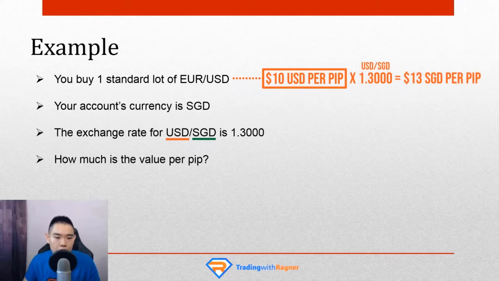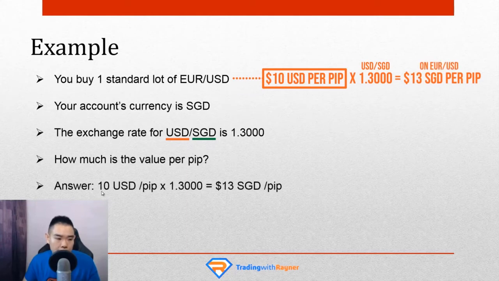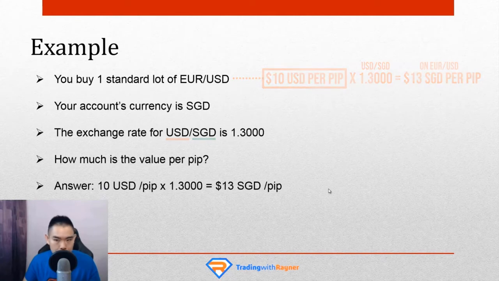Okay, and that's the answer. The value per pip will be 13 Singapore dollars per pip. And there you have it. In case you want to know the math breakdown: 10 USD per pip multiplied by 1.3, because it's the exchange rate between US and Singapore dollars, and you get 13 Singapore dollars per pip.